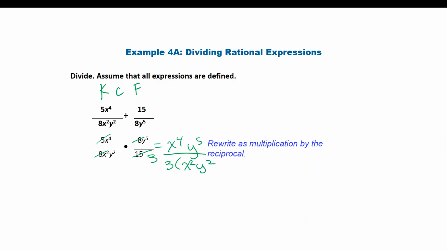And now all I have to do is deal with my x's. Remember, if there's a division, I subtract my exponents. So 4 take away 2 is 2, so I have x squared on the top, and 5 take away 2 is 3, so I have y to the third on the top, and then I still have that 3 on the bottom in my denominator, and so that's all we have to do. And our answer is x squared y to the third over 3.